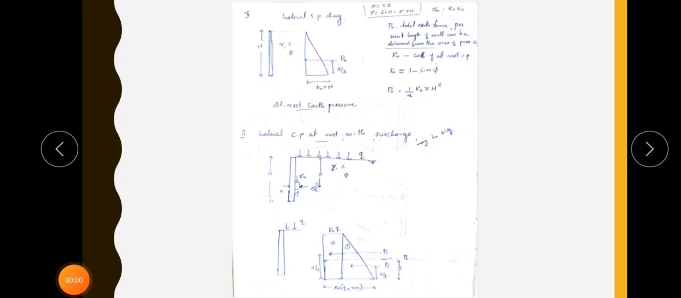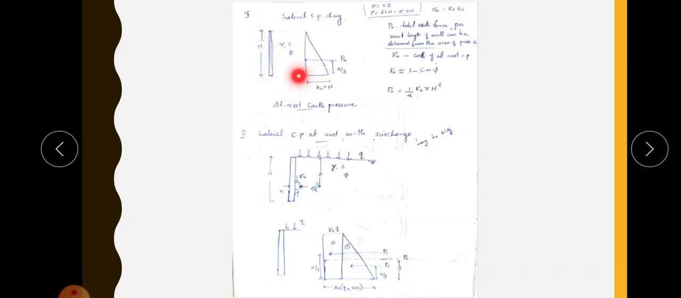Good morning, students. So now we are going to discuss lateral earth pressure in at-rest condition for different cases. In the last class we have discussed these two cases. In the first case there is a retaining wall and it is going to retain some backfill soil, and this is the simple case. That is, there is no surcharge weight and there is no water table.